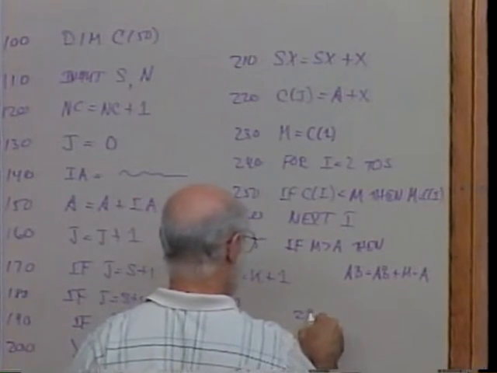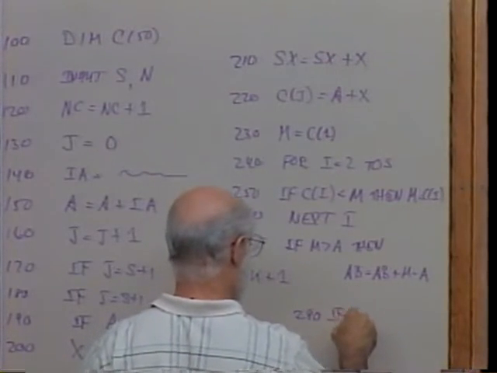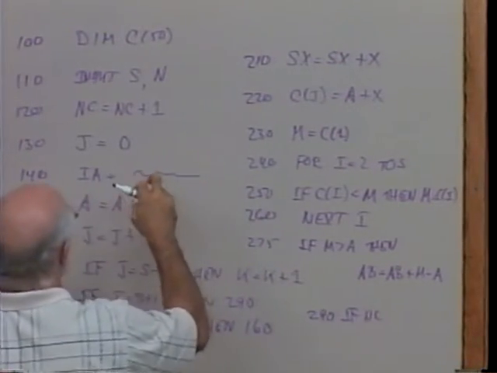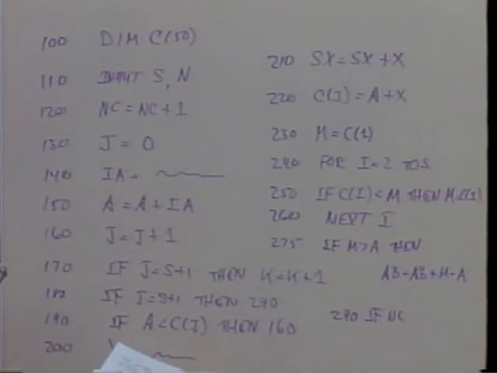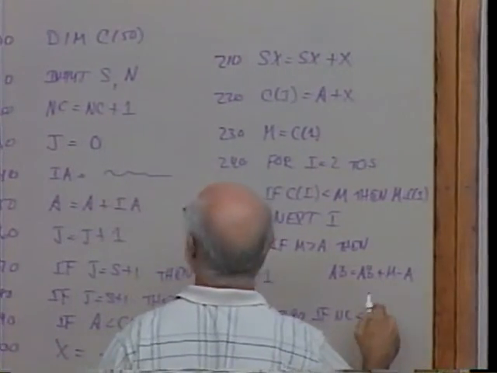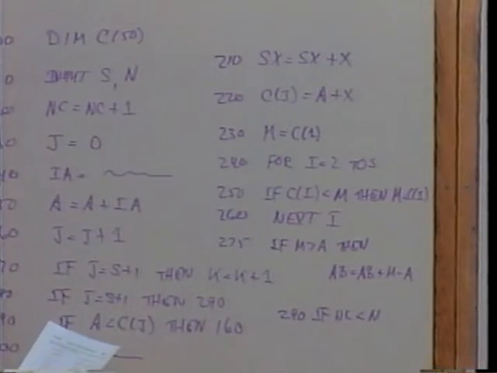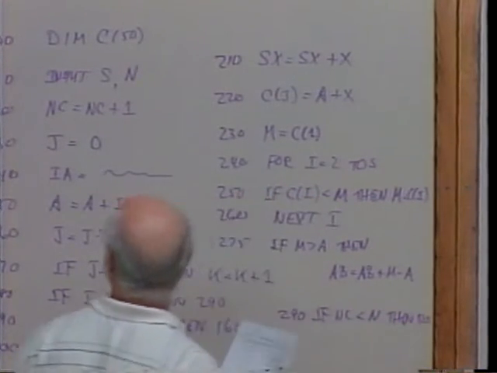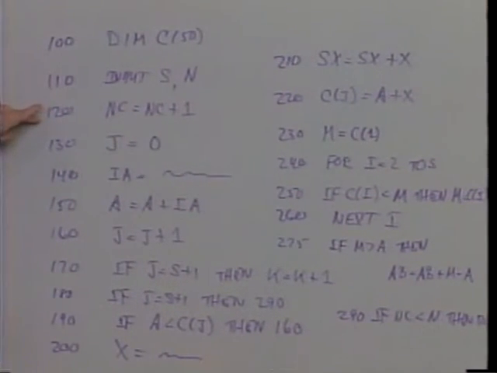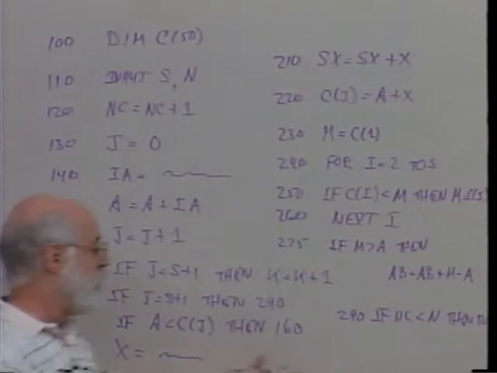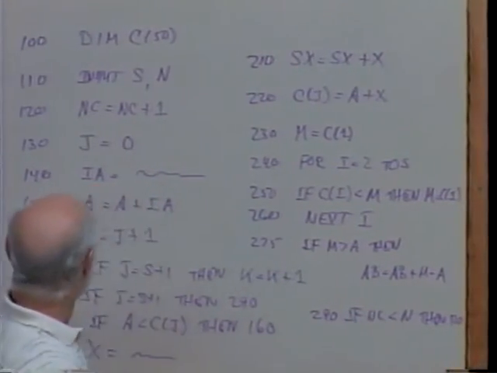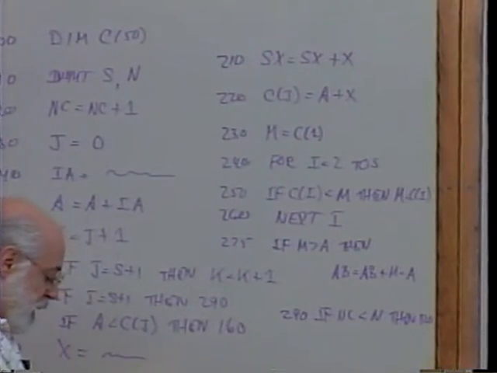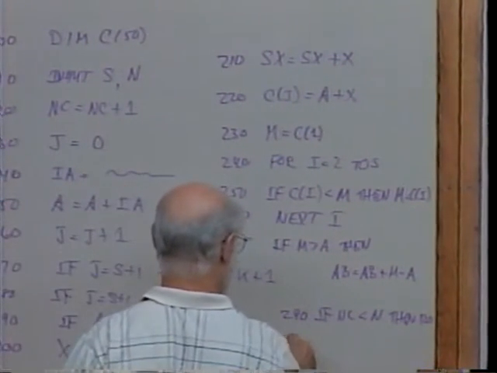Okay, 290. If NC, the number of calls that's been run through the system, is less than N, which is the number of calls specified here, then I want to go to 120. Okay, 120 increments NC by 1, and then goes through the whole process again. It sets J back to 0, generates a new call, and so on. So this just says, am I finished or not? If I'm not, go back to 120. If I am, then print my summary statistics, statement 300.